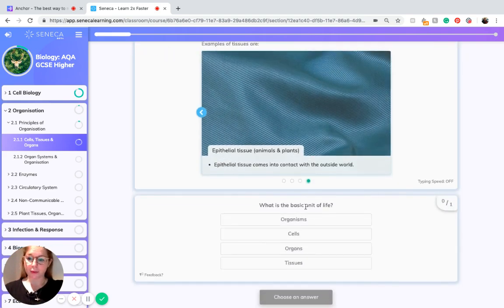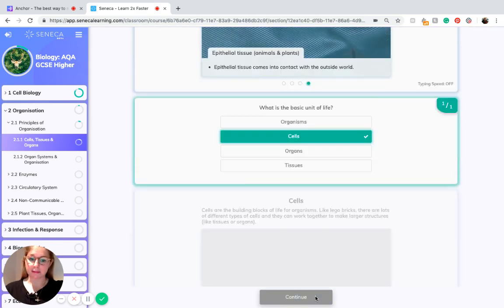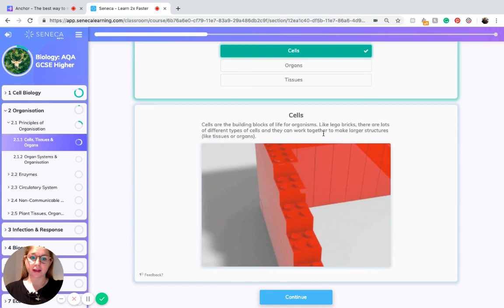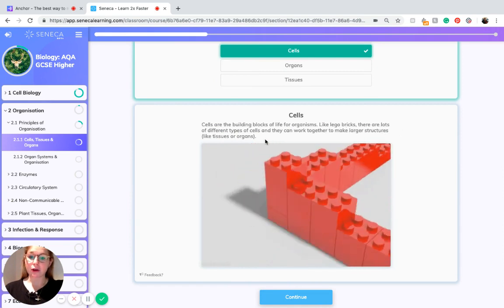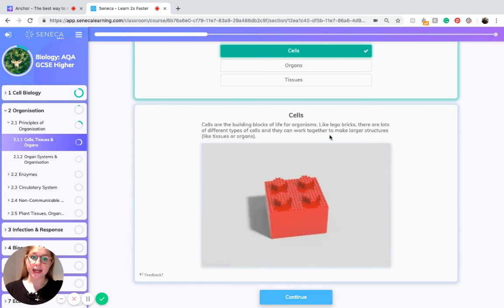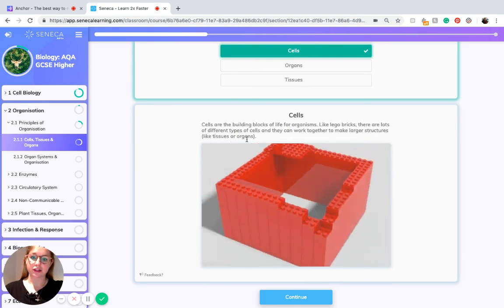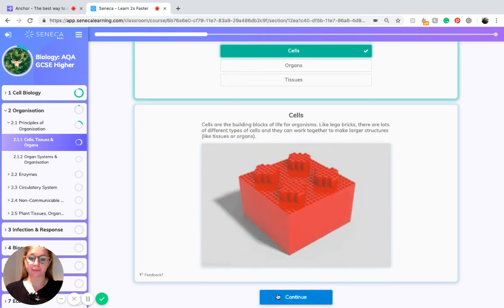So just to recap on what we've learned, we know that the basic unit of life is cells, or the basic building blocks. They're like Lego bricks, and there are lots of different types of cells which work together to make larger structures like tissues or organs.